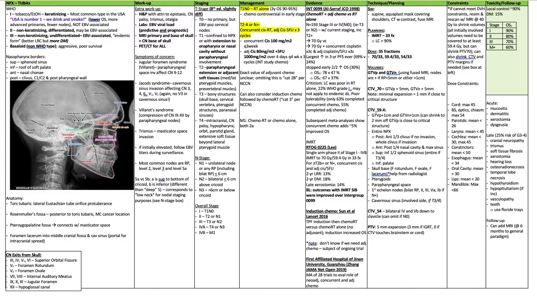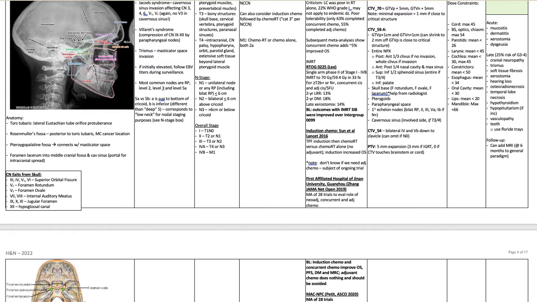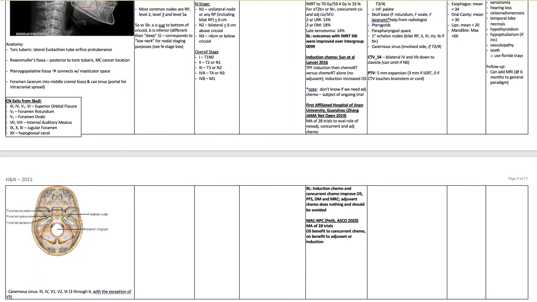There's a First Affiliated Hospital of Jinan University, Guangzhou, China, JAMA Network Open 2019 meta-analysis of 28 trials to evaluate the role of neoadjuvant, concurrent, and adjuvant chemo. The bottom line from that meta-analysis is that induction chemo and concurrent chemo improve overall survival, progression-free survival, distant mets, and MRC. Adjuvant chemo does nothing and should be avoided.